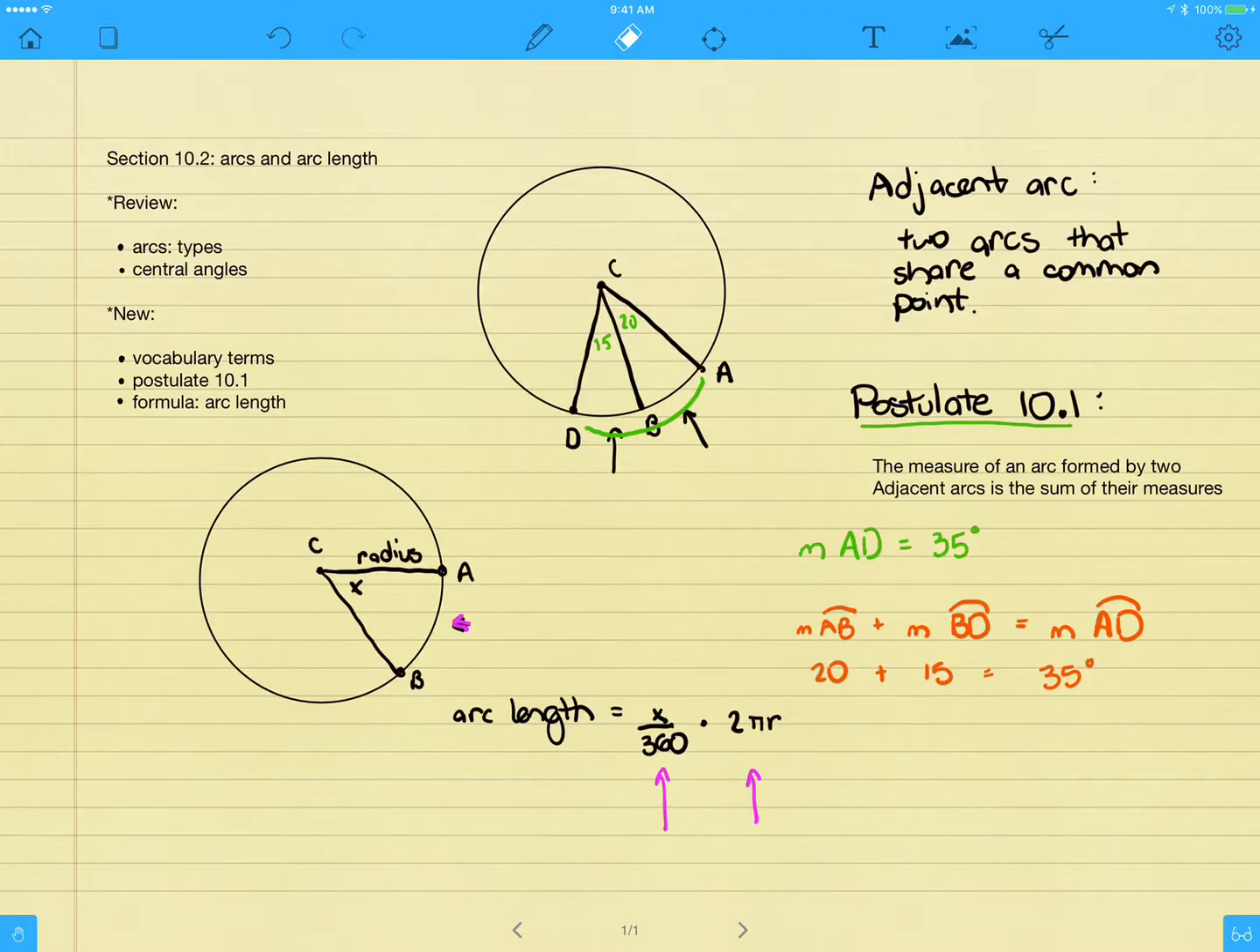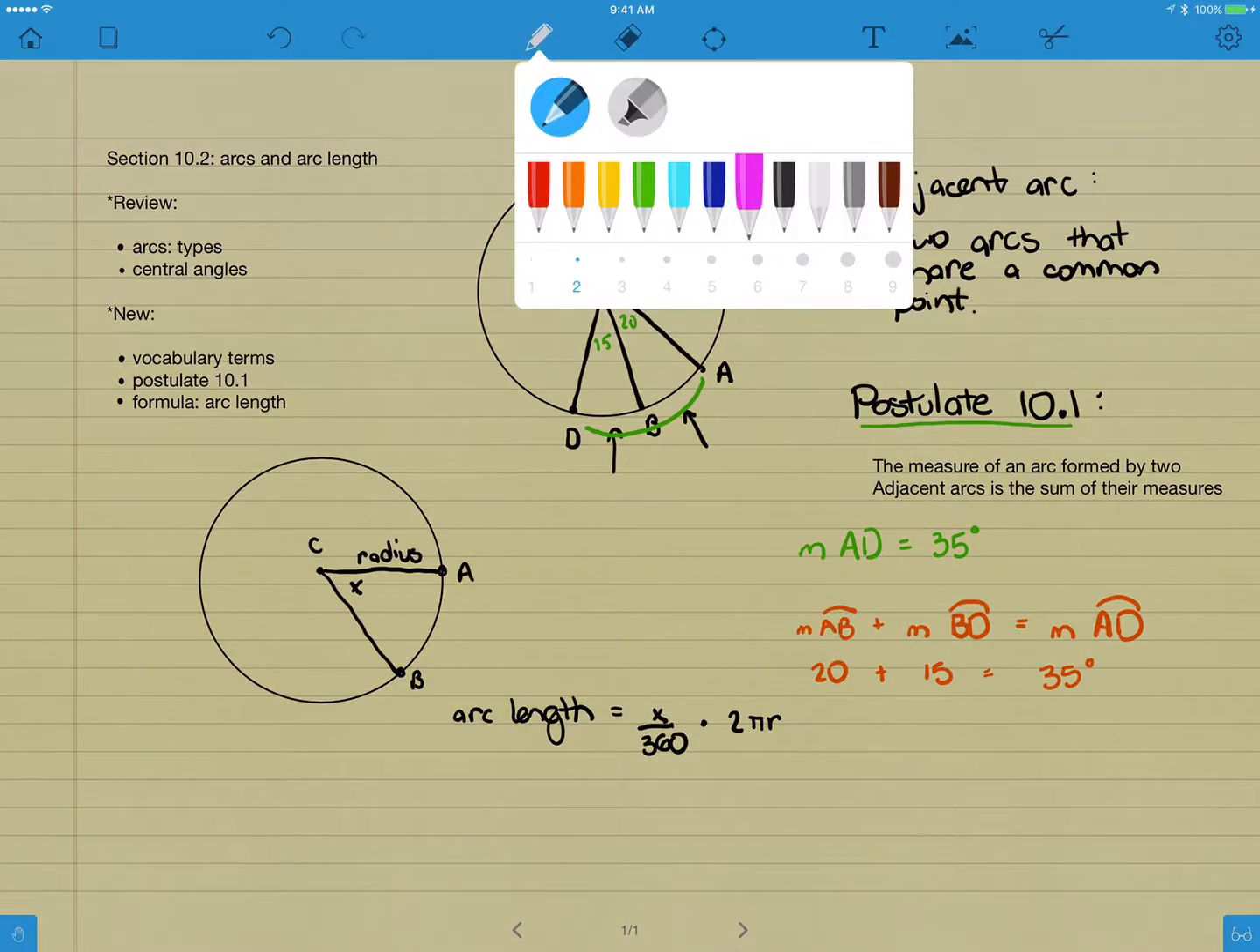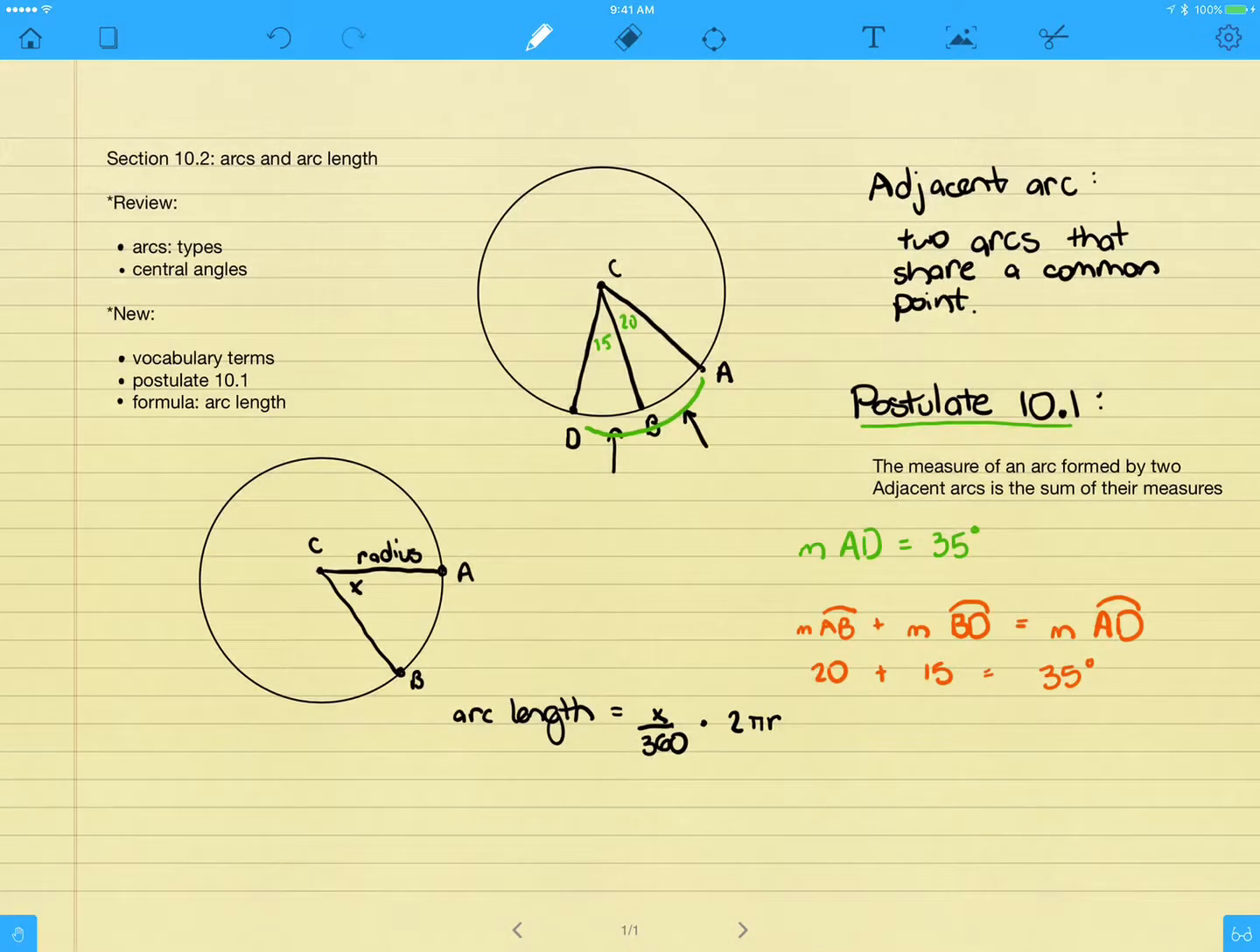All right, so let me get rid of a couple things here. Let's say that the radius of my circle happens to be 10 inches. Okay, and this angle right here, let's say this is 30 degrees. So what I'm going to do is take 30 degrees divided by 360, and I'm going to take that times 2 times pi times the radius, which is my 10 inches.